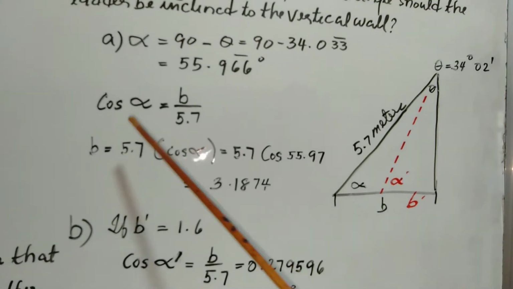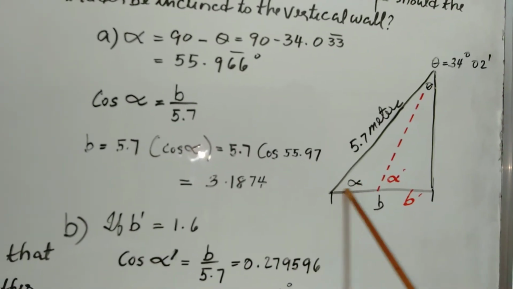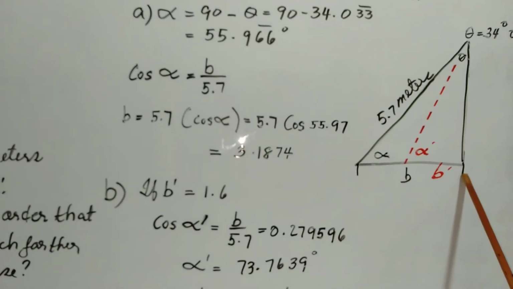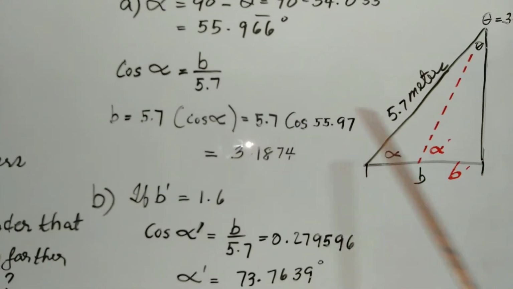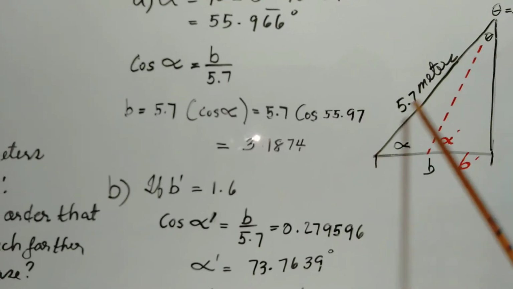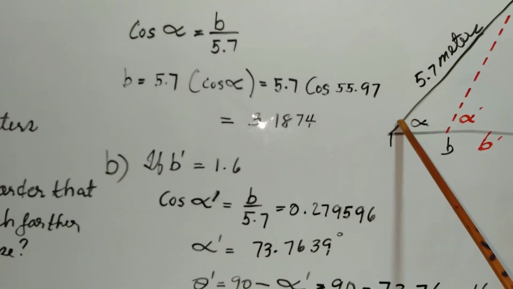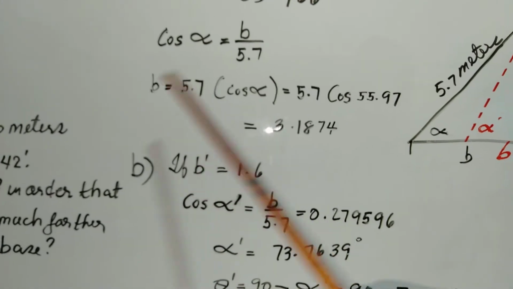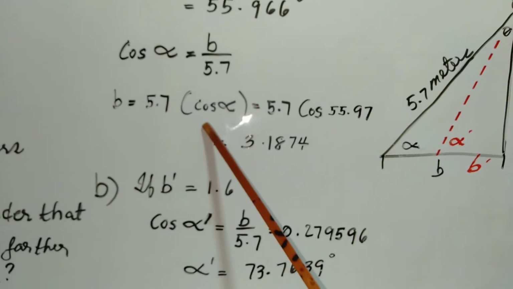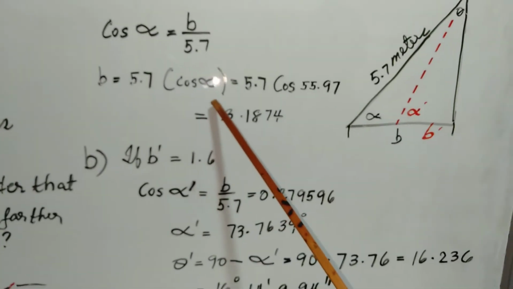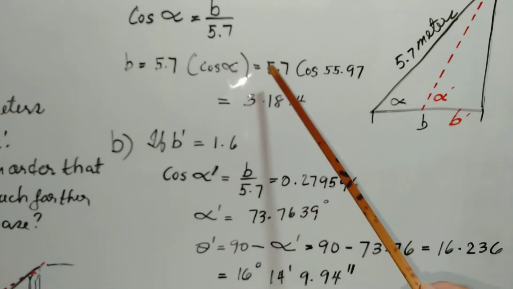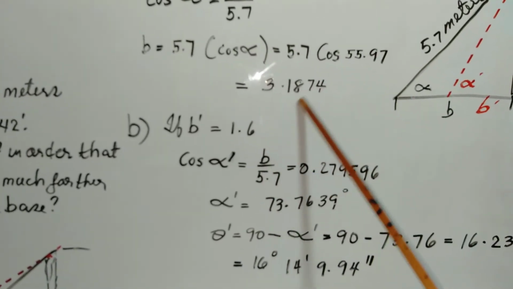So cosine alpha is B, the whole distance from the base of the ladder to the base of the wall. Cosine alpha is B over 5.7, the length of the ladder. So to get B, we multiply both sides of the equation by 5.7. B is equal to 5.7 cosine alpha. So cosine 55.97 times 5.7, we're going to get 3.18.